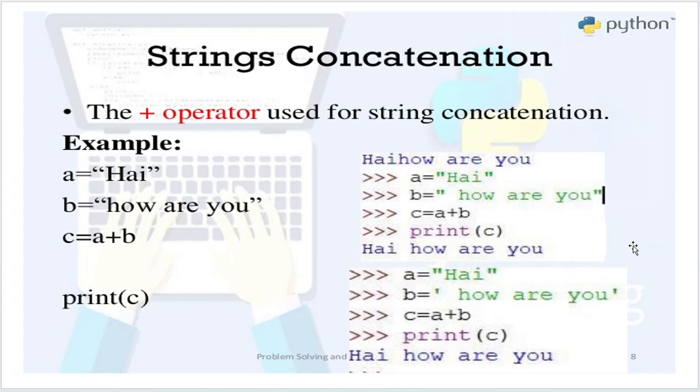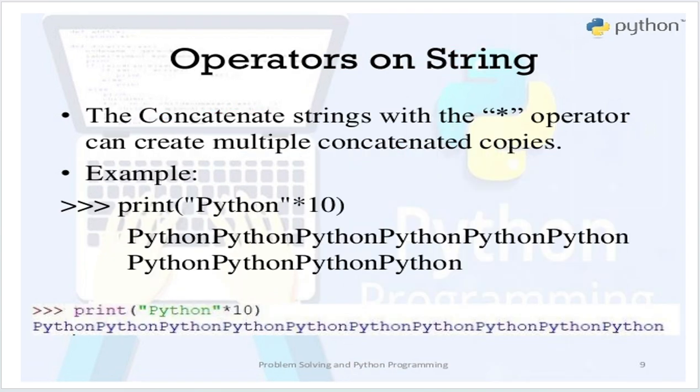So this is an example of how two strings can be concatenated. Next we'll see how a single string can be used to create multiple concatenated copies. If you want to do that, we can use the star operator. So this is an example of how multiple concatenated copies can be created.